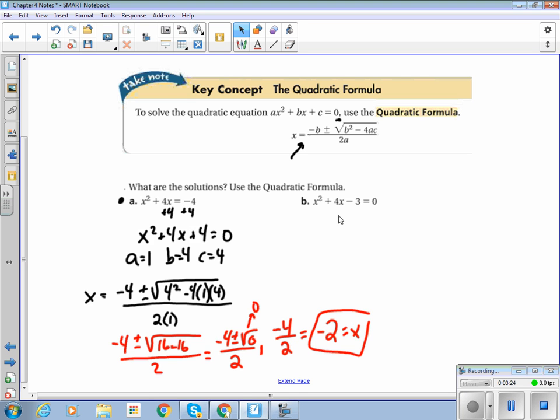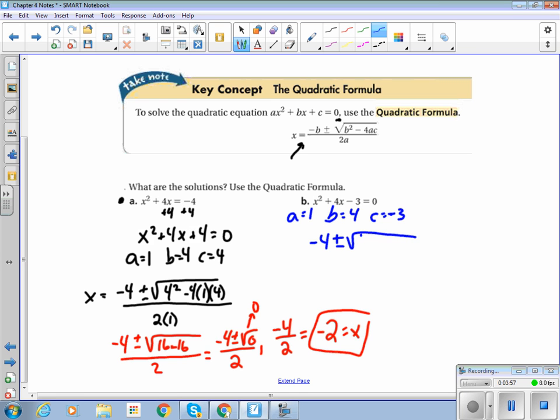The next equation, x squared plus 4x minus 3 equals 0. Not as easy to factor as the first one. So it already has 0 on the right-hand side and everything else on the left. So all I have to do is identify A, B, and C. In this case, A is equal to 1, B is equal to 4, and C is equal to negative 3. We say negative B plus or minus the square root of B squared minus 4 times 1 times negative 3, all divided by 2 times A.